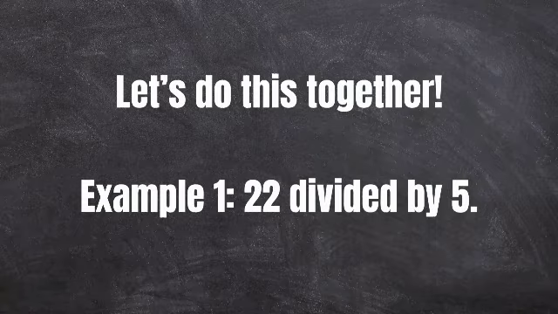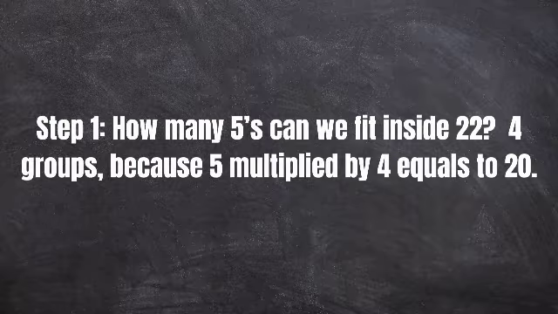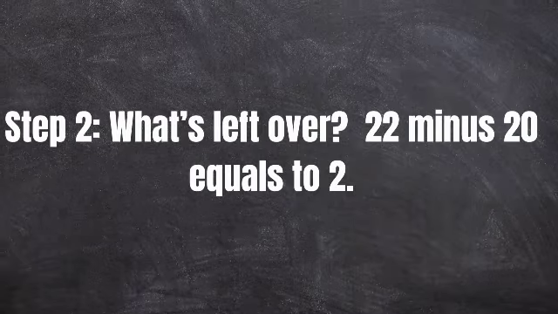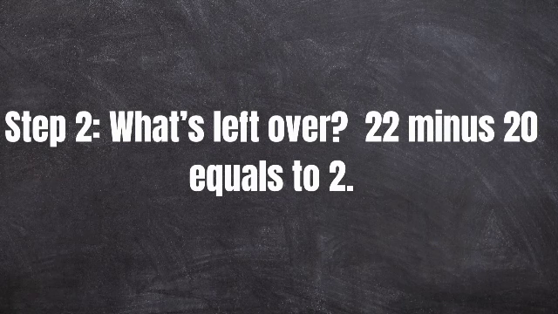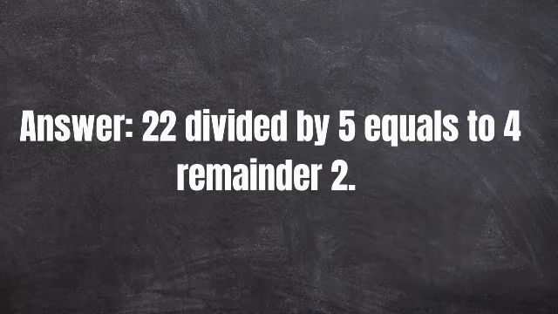Let's do this together. Example 1: 22 divided by 5. Step 1: how many 5s can we fit inside 22? 4 groups, because 5 multiplied by 4 equals 20. Step 2: what's left over? 22 minus 20 equals 2. Answer: 22 divided by 5 equals 4, remainder 2.